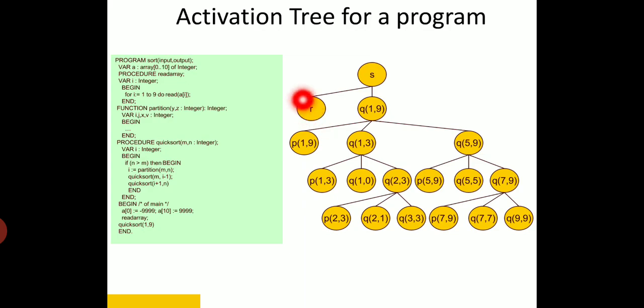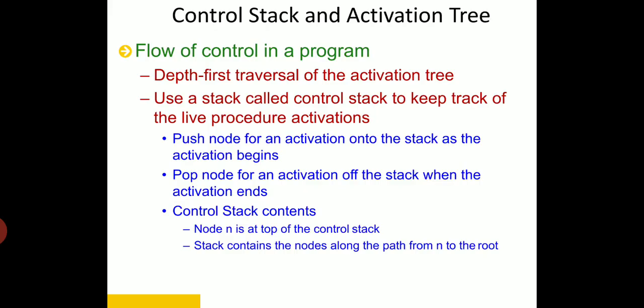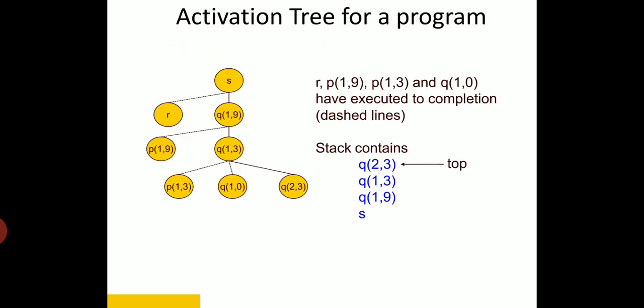After that we'll be pushing R onto the stack. After that Q of 1 comma 9. But after the execution of the read array procedure has ended, the activation corresponding to that read array, that is R, will no longer be available. That means it will not be in the stack. That is shown in the next slide.